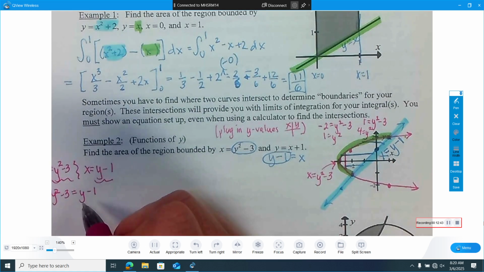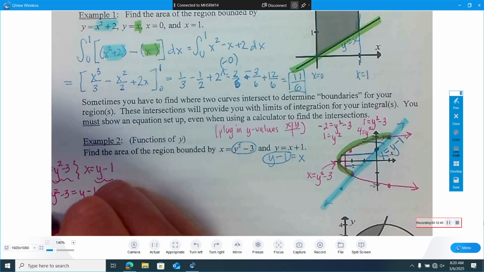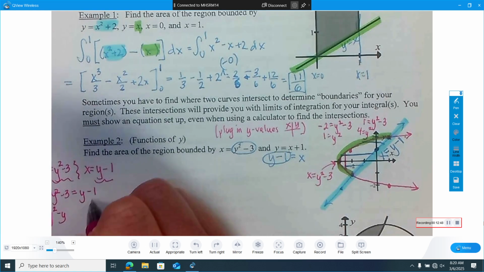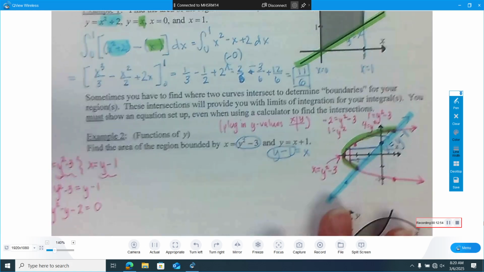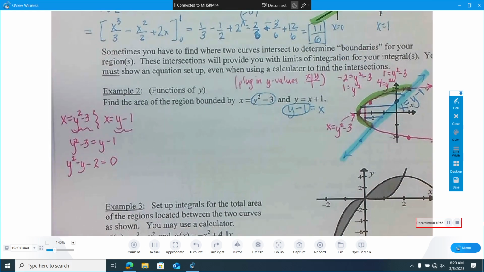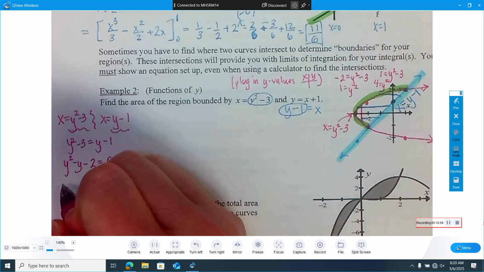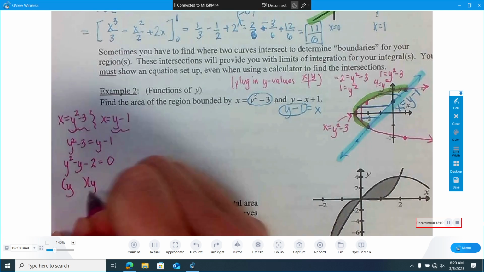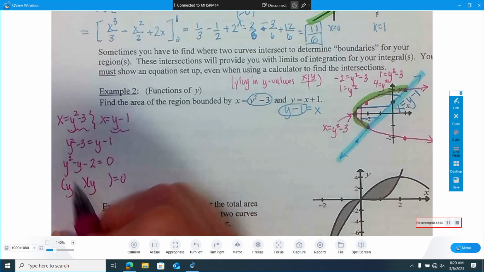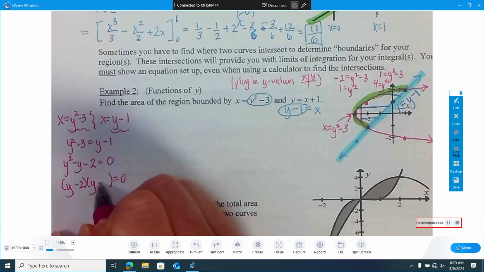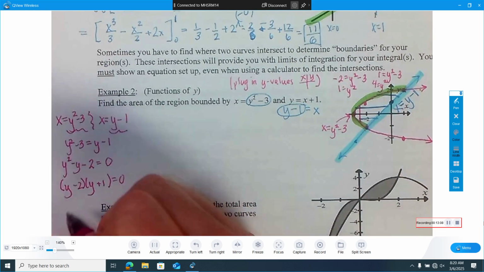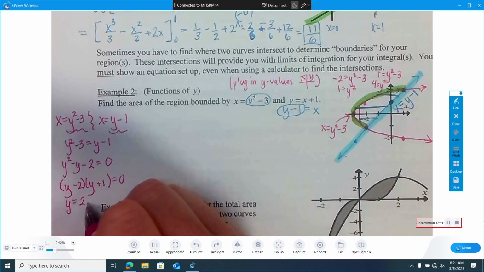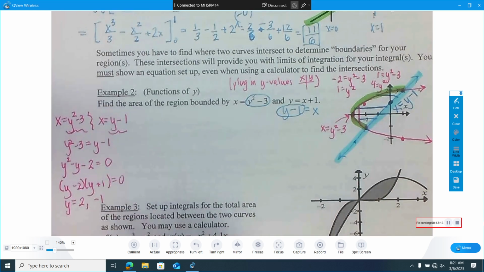And I'm going to set everything equal to 0. y squared minus y. When I add 1, I'm going to get minus 2 equals 0. And we can double bubble. So we get y times y is y squared, and -2 times +1 would give me -2. And that's fine. So I get y values of 2 and -1.